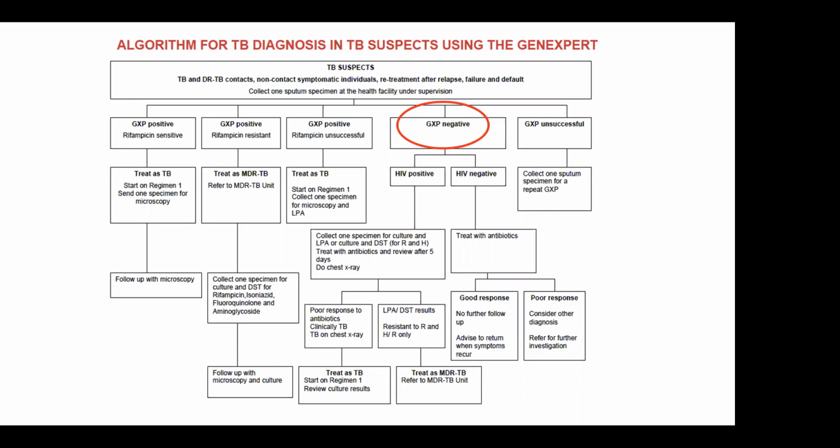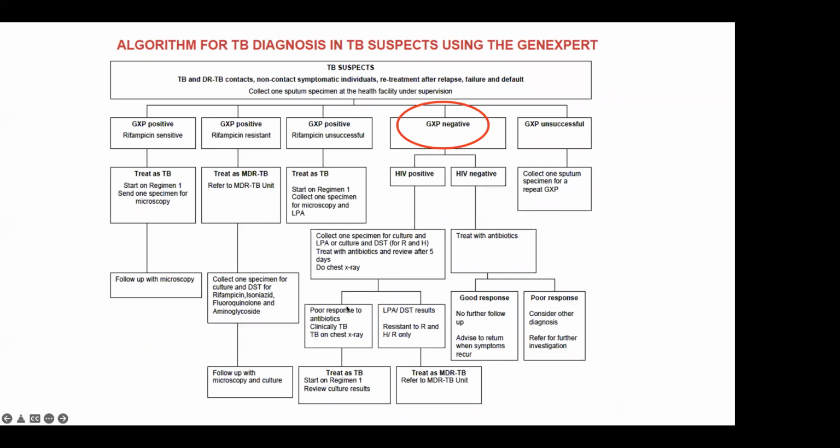There's also a point of care test. We call it a urine LAM, which you can do for any sick HIV positive patients or any HIV positive patient who's got a CD4 count less than 200. So it's also a test that you can do to try and find this TB.